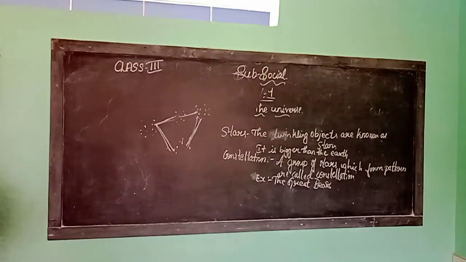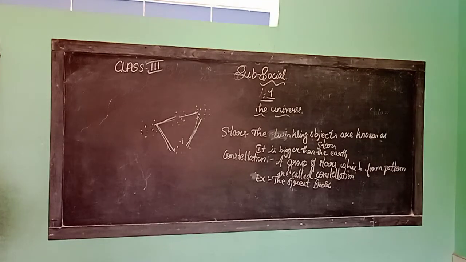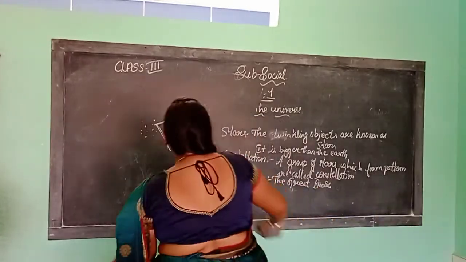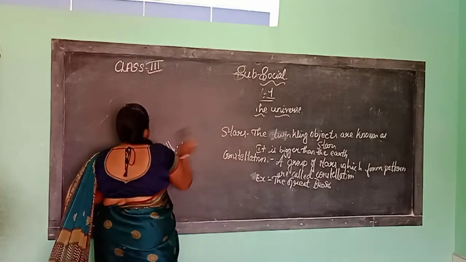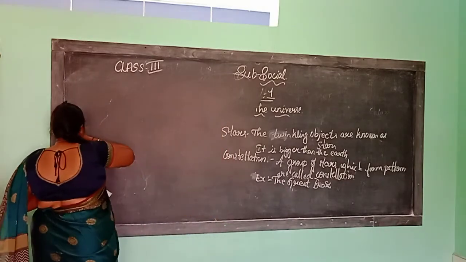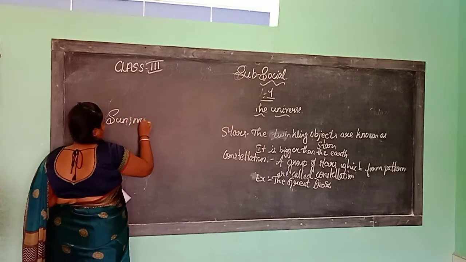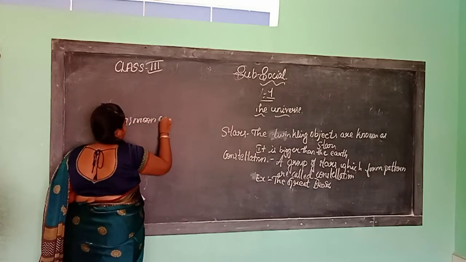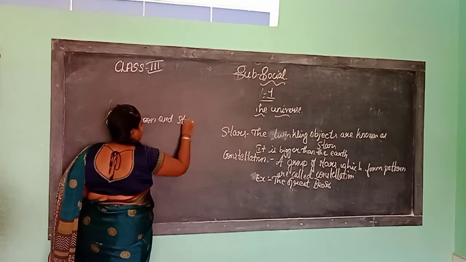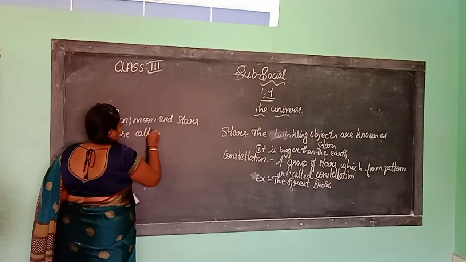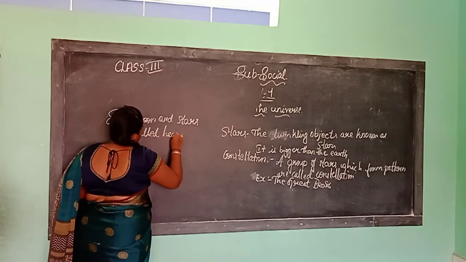The sun, the moon and the stars are called heavenly bodies. What are the sun, moon and stars called? Sun, moon and stars are called heavenly bodies.